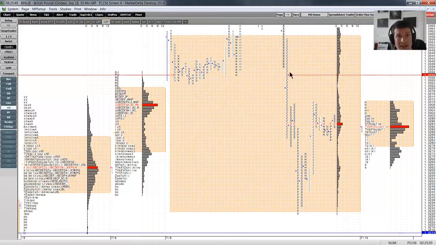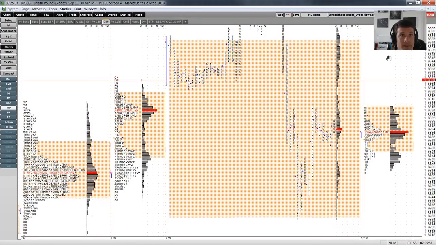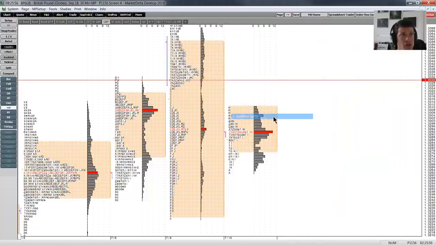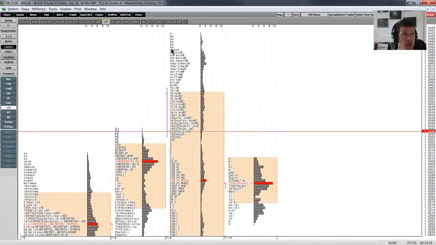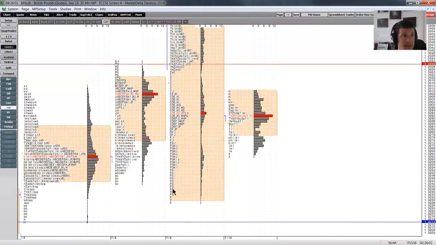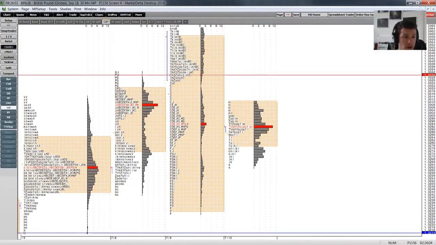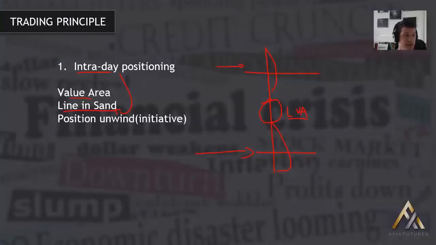We're going to take a close look at that on the footprint and see how we could have taken advantage of this 100-tick move to the downside. Okay, so obviously, let me just quickly show you that is the double distribution. We get our first distribution in the morning, our low volume area, and our second distribution in the afternoon. Okay, now let's get back onto the slides and let's wrap up this principle.